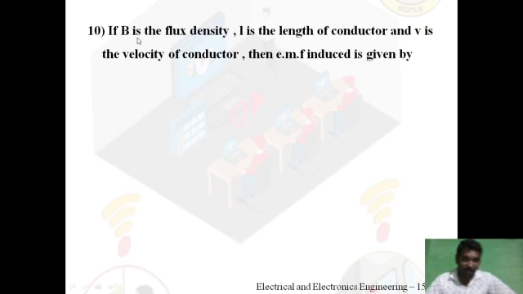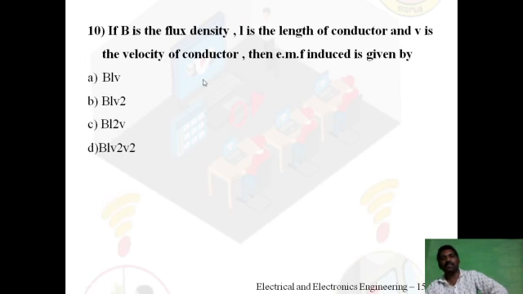The next question is, if B is the flux density, L is the length of the conductor, and V is the velocity of the conductor, then what is the amount of EMF induced? Directly we can tell it is equal to BLV. Sin theta we have seen, but here he is moving the conductor linearly. If it is axial, then the theta will come into the picture. If you move the conductor linearly, then the theta will not come into the picture. Therefore, it depends directly on B into L into V. B is the magnetic flux density, L is the length of the conductor, V is the velocity, the speed at which I am moving the conductor. So the answer is A.